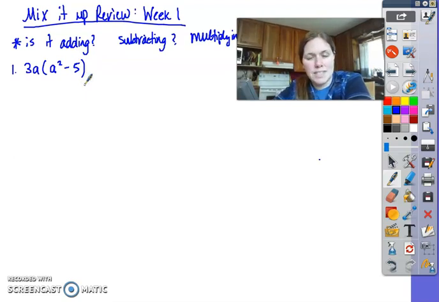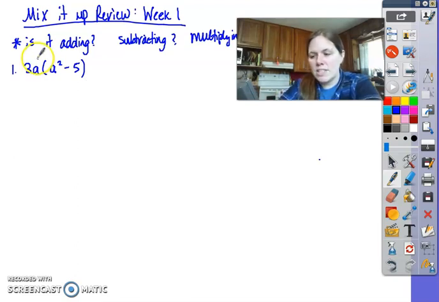In front of the parentheses, is there a plus sign? No, so it's not addition. In front of the parentheses, is there a minus sign? No, then it's not subtraction. When there's no sign there at all, that's when we're multiplying. So it looks like a distribution problem, and you know I love my loop-de-loops.